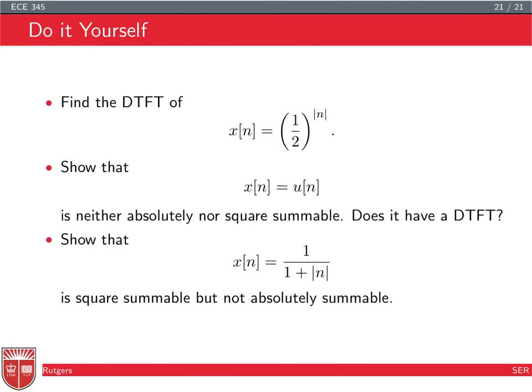Now let's end with some small questions that you can solve at home to test your knowledge so far. The first question is to find the DTFT of the following signal: 1 over 2 to the power absolute value of n. So the signal would look something like this. The signal is symmetric around the y-axis, because it doesn't matter whether n is equal to plus k or minus k, it's going to be the same. It's the discrete version of this.